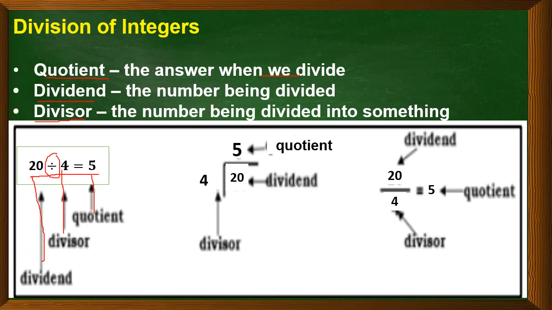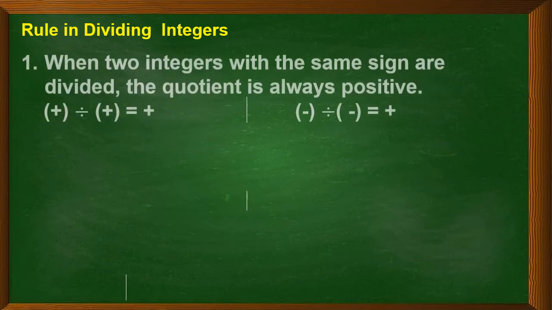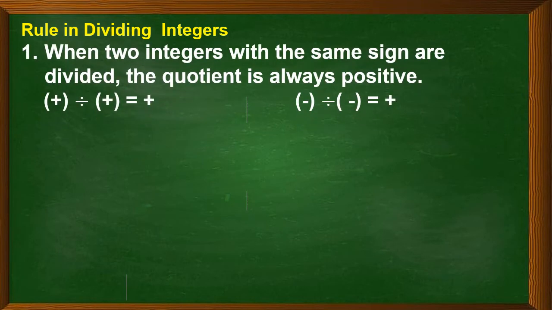For division, we are using the division symbol, this one. Okay, for long division, we are using also this symbol. This is the long division symbol. And sometimes we are also using this bar, fraction bar, but they are just the same. Now let's have the rule in dividing integers. This is similar to multiplication of integers. The only difference is in multiplication, of course, we're going to multiply, but in dividing integers, we have to divide. But when it comes to the rule with regards to the sign, they are the same.